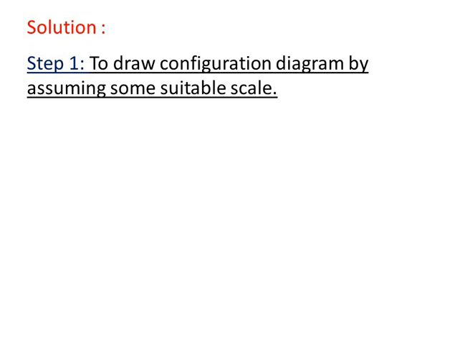Now let us see how to draw the configuration diagram first. Solution. Step number 1. To draw configuration diagram by assuming some suitable scale. So here we have to assume some suitable scale. So depending upon the dimensions of link, we have to take some scale. Take a note that the scale should not be too small so that you can't draw the lengths of the link which are visible, and it should not be too large that it will go out of the page of your sketchbook or sheet. So take a suitable moderate scale.